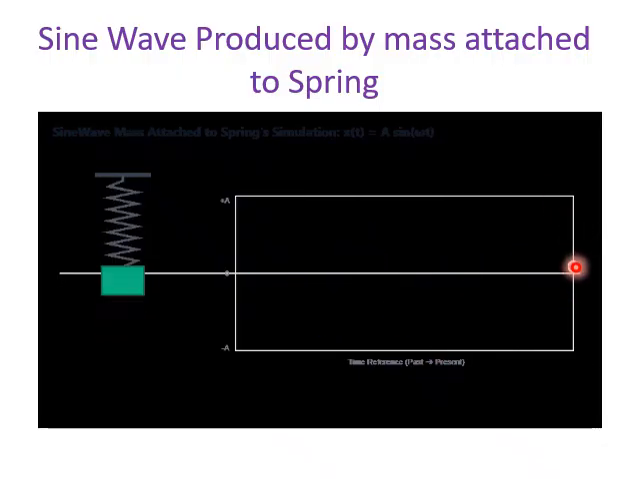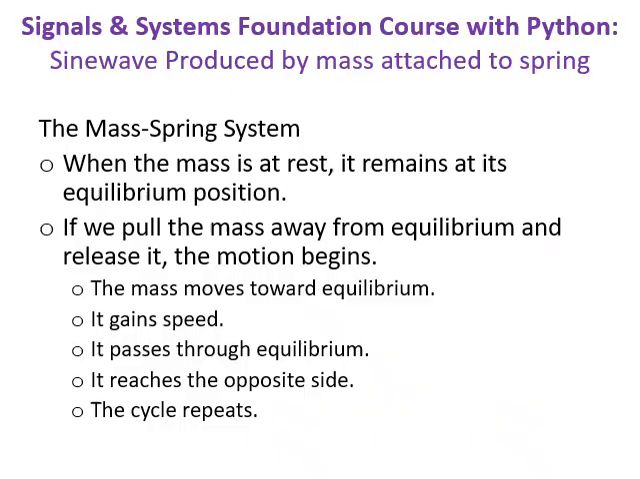Let's have its mathematical discussion now. As I showed you on the previous slide, when the mass is at rest, it remains at its equilibrium position. If you pull the mass away from equilibrium and release it, the motion begins. The mass moves towards equilibrium. It gains speed. It passes through the equilibrium. It reaches the opposite side, and the cycles are repeated.